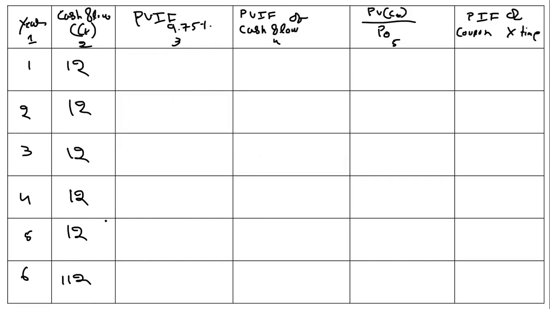Now the present value interest factor for 9.75. Now how to calculate this? Let me show you how to do that. When you have to calculate the PVIF in decimals, we know the interest rate is 9.75%, so convert it into decimals. 9.75 divided by 100 is equal to 0.0975.